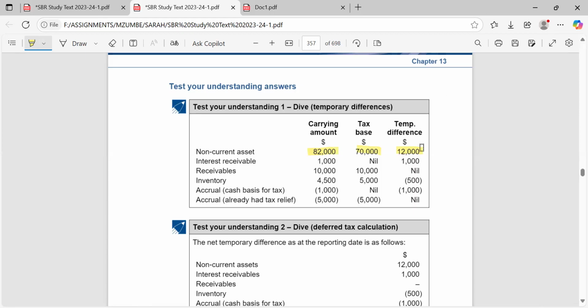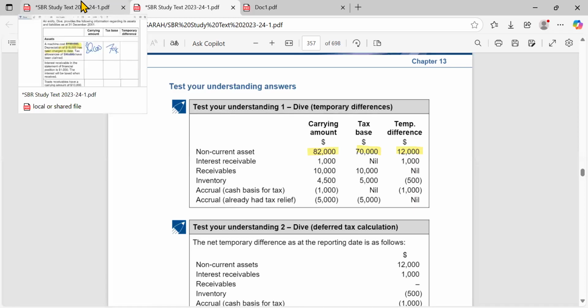So if you take the tax rate, let's say 30% times 12,000, you would get 3,600, and this would be the deferred tax liability. So in case the net assets of the carrying amount are greater than that of the tax base, it means we have more resources, and so we should be charged more. And so it indicates the presence of deferred tax liability, right?